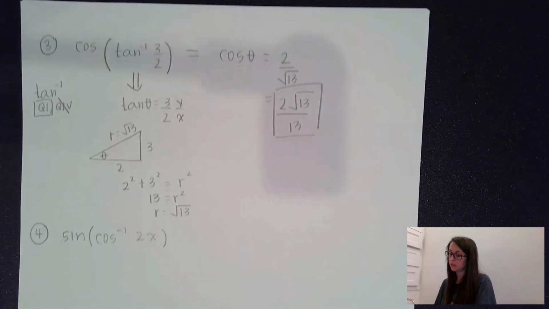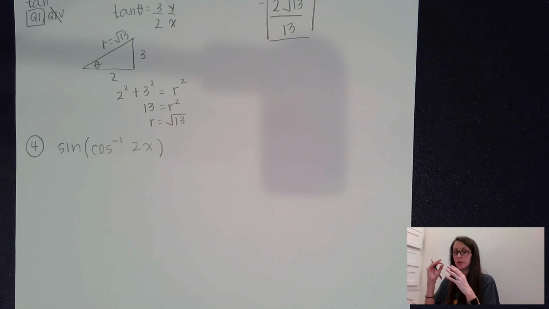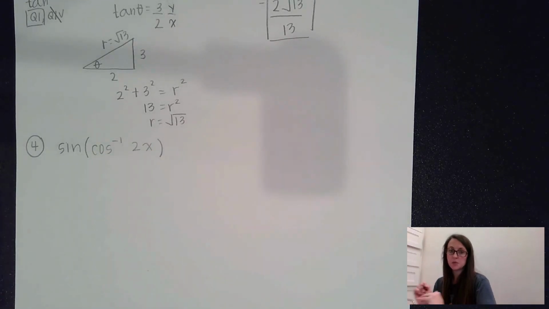Okay, alright, let's look at 4 here. So 4 is sine of cosine inverse of 2x. So this one's a little bit different because now I've got a variable. So I still want you to think about it in your coordinate grid, but instead of having x and y and r, have a, b, and c as your sides, so you won't get confused with your x values.